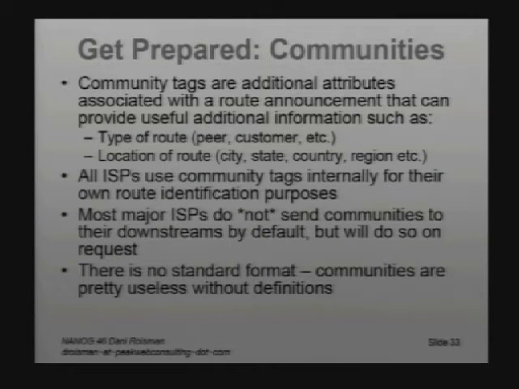So let's talk about communities a little more. Community tags are additional attributes that can be sent with a route when your ISP gives you a route. And they can carry additional information in addition to AS hop and prefix length. They might tell you about the type of route, if it's a peer or a customer or a transit route. They might tell you the location of the route. Did I hear this in Los Angeles? Did I hear it in Amsterdam? They may give you a region, North America, South America.